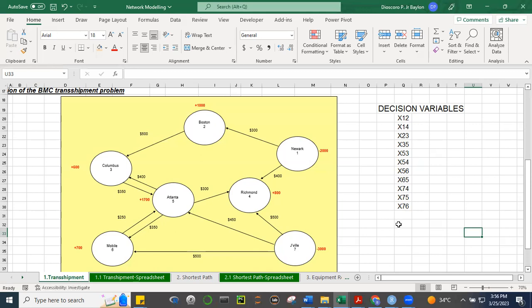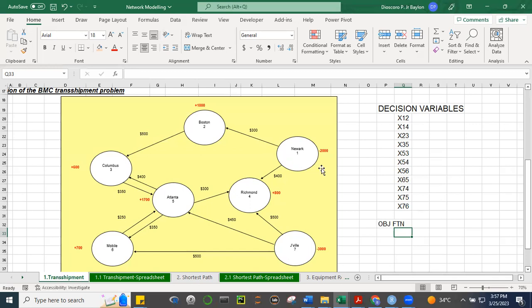Okay, next, what will be our objective function? Of course, this is a minimization problem, right? And we're minimizing the cost, right? So what will it be? Well, you just multiply by the cost per car. This is just the transshipment cost. It's not the cost of the car. So we're only given the cost of transshipping.